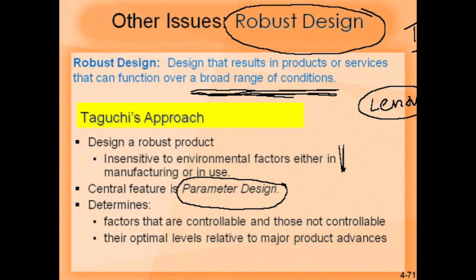In this, it determines factors that are controllable and those not controllable. So we make a list of those factors which can be controlled and then make a list of those factors which cannot be controlled. And then their optimal levels related to major product advances. And for those which can be controlled, we choose their levels wisely so that it can make the product robust.